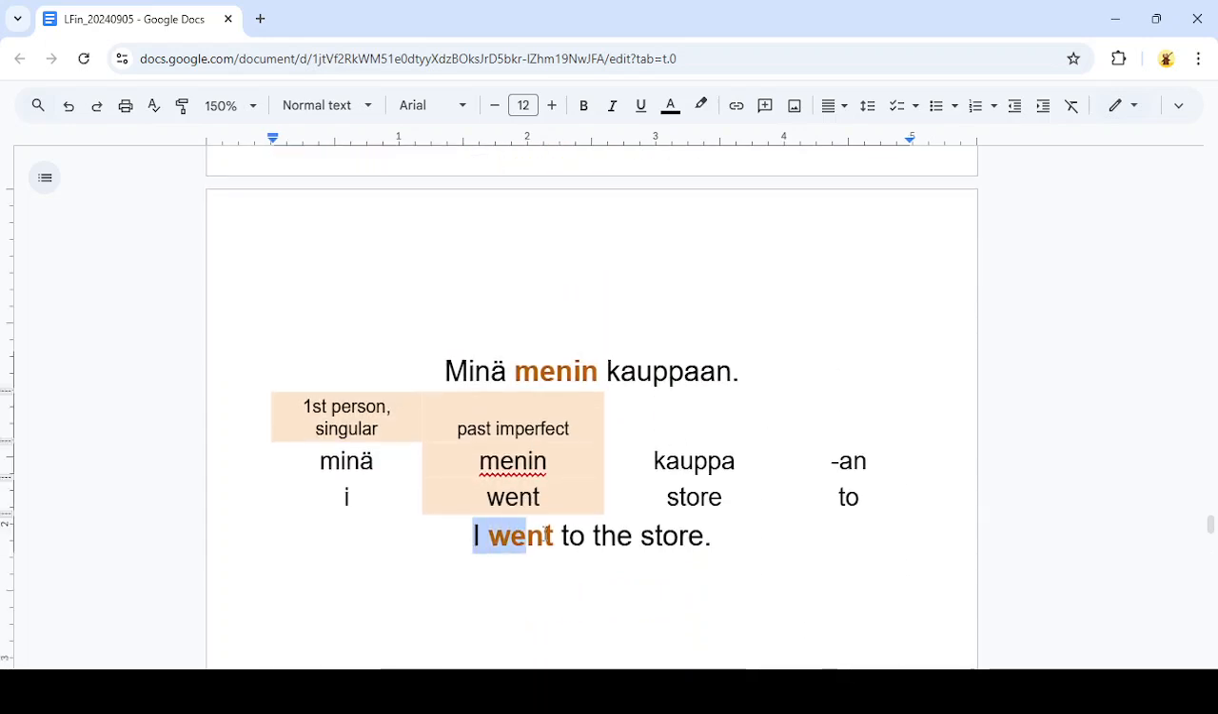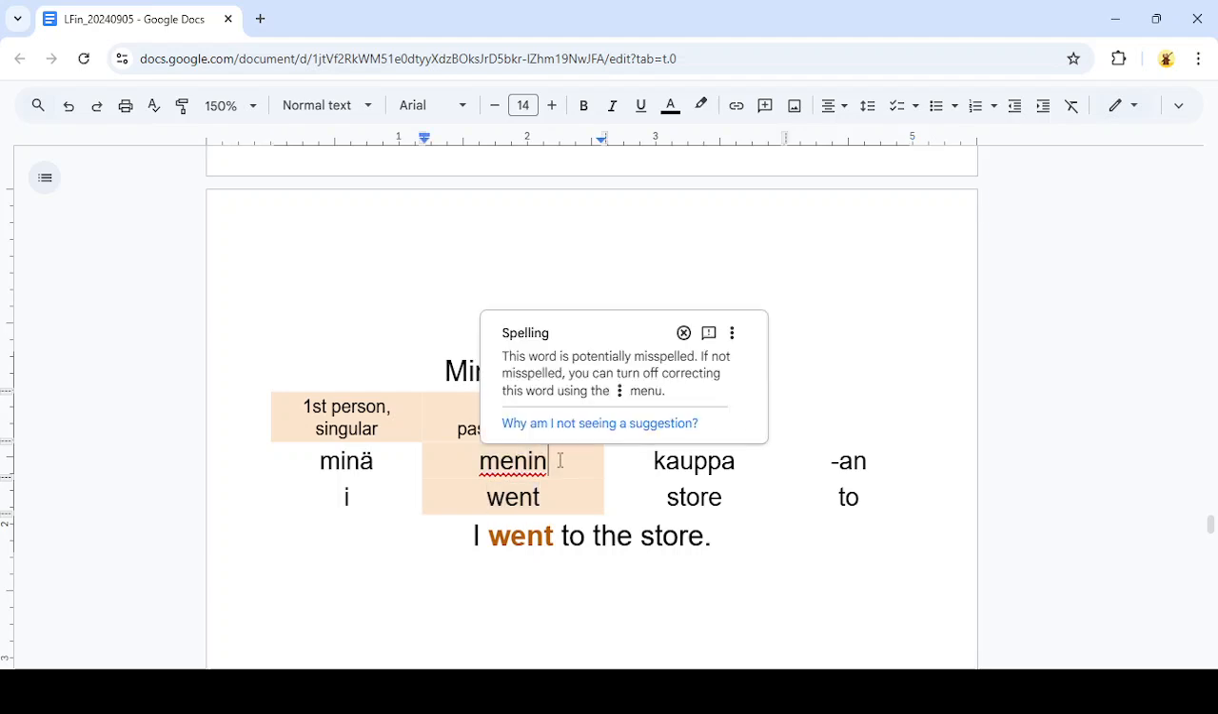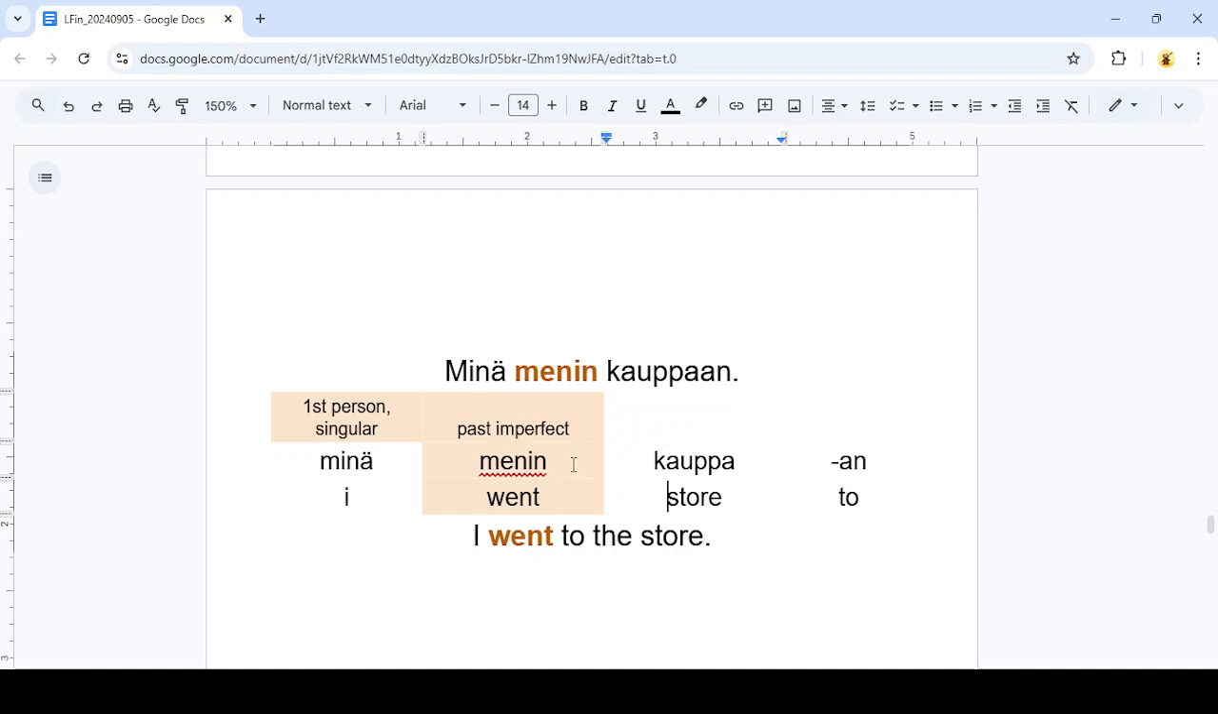So in the sentence, I went to the store. The verb is went, and we want to find the proper spelling of the Finnish verb for went. So we're going to need to know the mood, the tense, and the aspect. So the mood is going to be indicative because it's the one that's used for just making a general statement of fact, like I went to the store, just a statement. We know from the English that this went is the past tense.